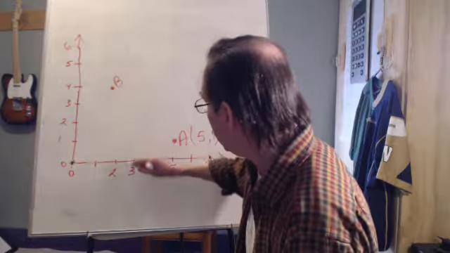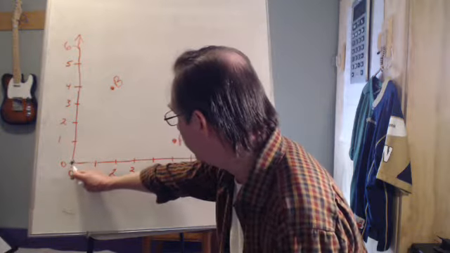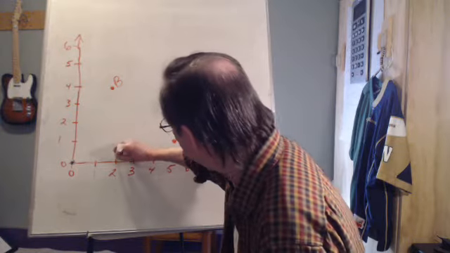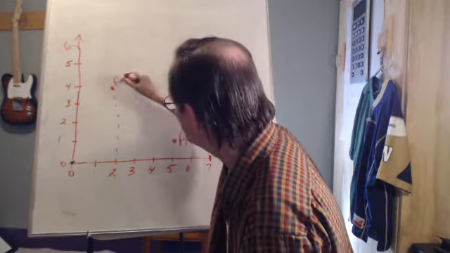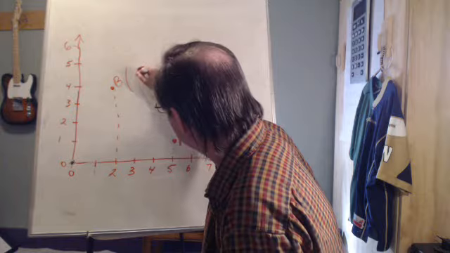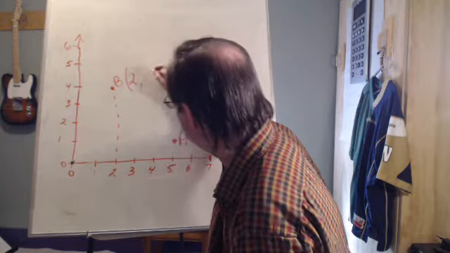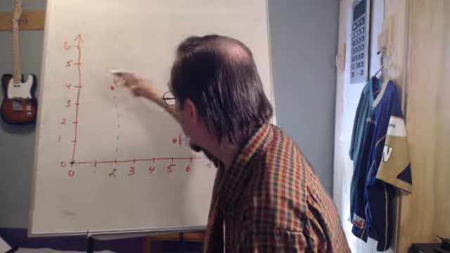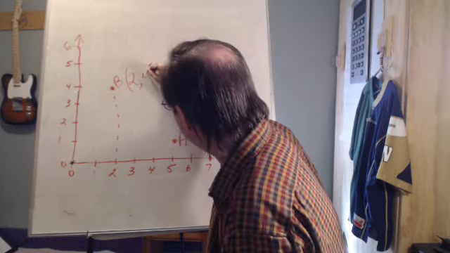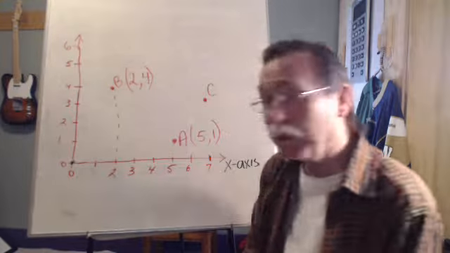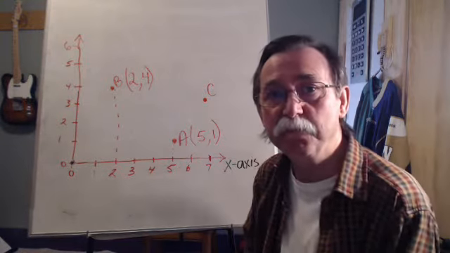The point B, let's see, how far across did we go from 0? Oh, we went to 2, a little crooked, so that's going to be 2. How high did we go? We went to 4. And so B is at the point 2, 4.